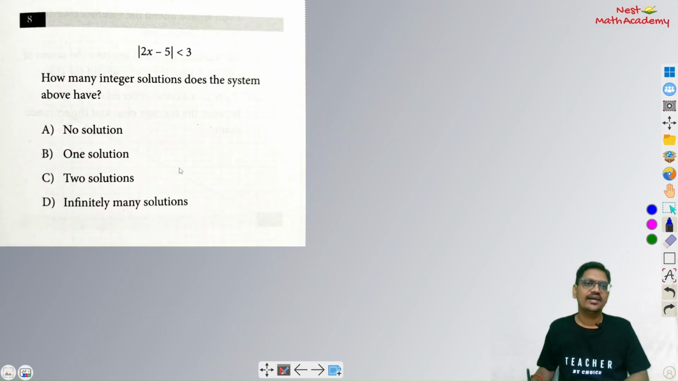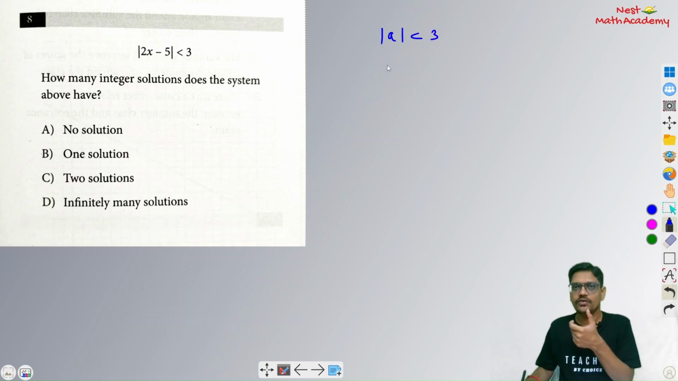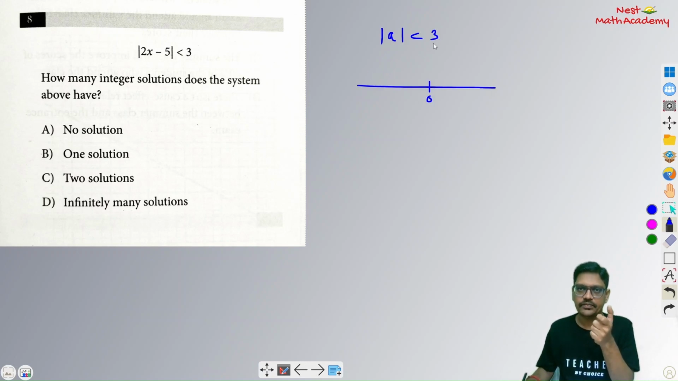Question number 8. Absolute value of 2x minus 5 is less than 3. How many integer solutions does the system have? So this can be interpreted in different ways. I usually do it like this. Let us say we have the absolute value of a less than 3. The absolute value of a means we are talking about the distance of a from 0 on the number line, which is less than 3. It means we are looking for all the values of a whose distance from 0 is less than 3.